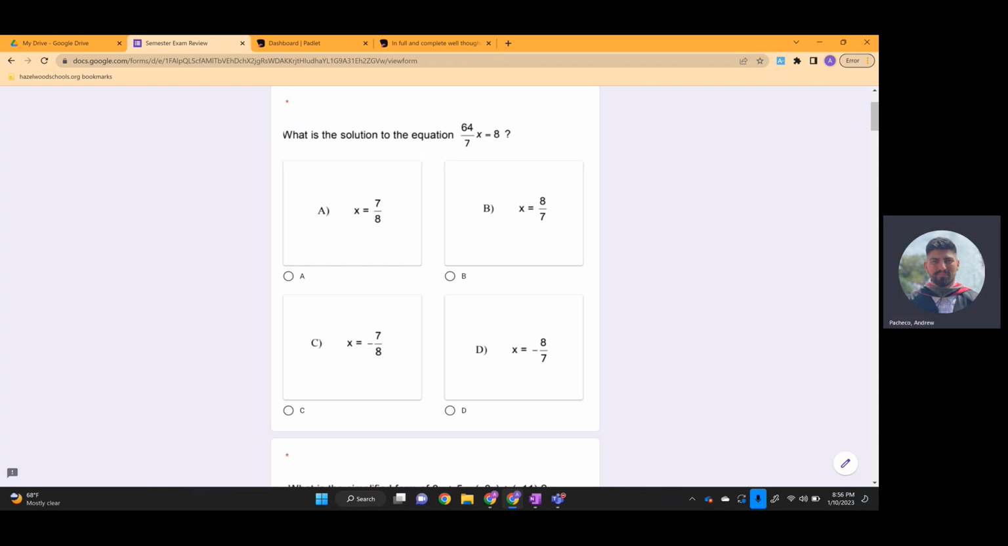So the first question says, what is the solution to the equation 64 over 7 times x, letting that all be equal to 8? What is the solution? So what does x have to be on the left side to make the right side true?